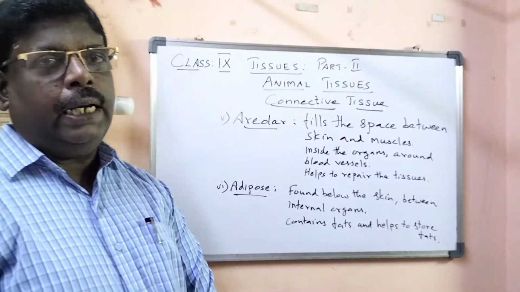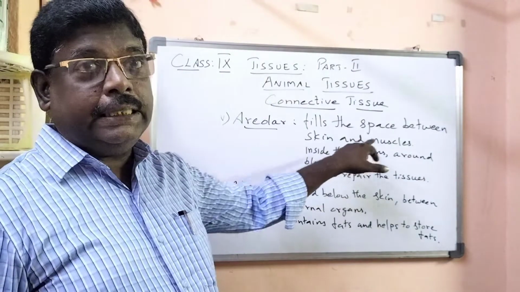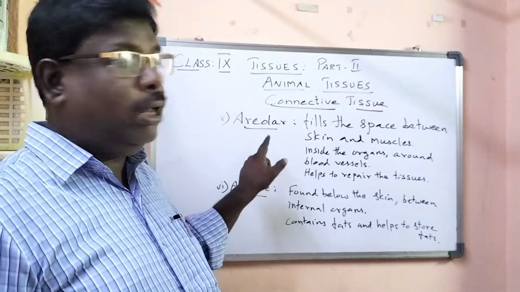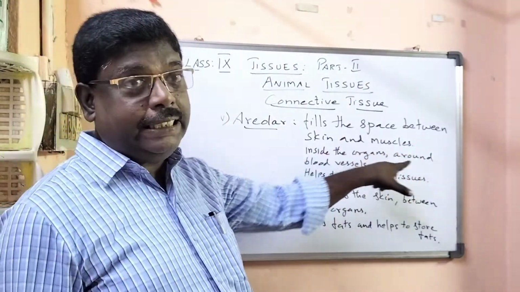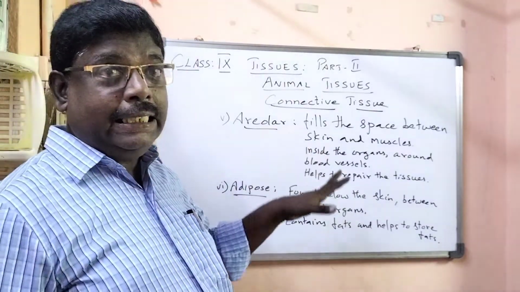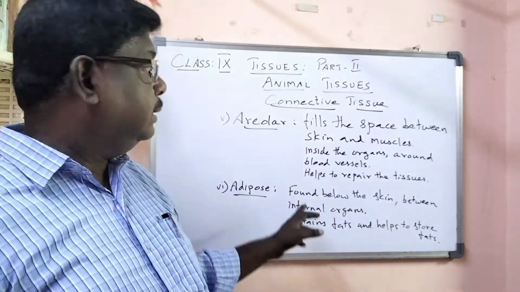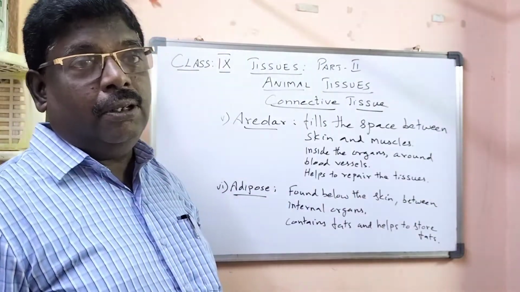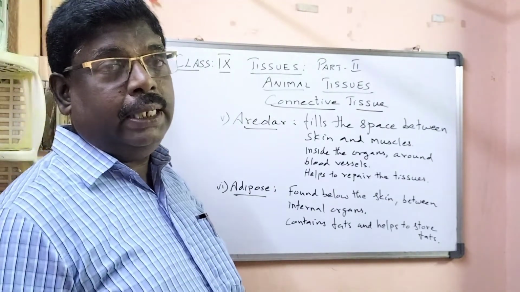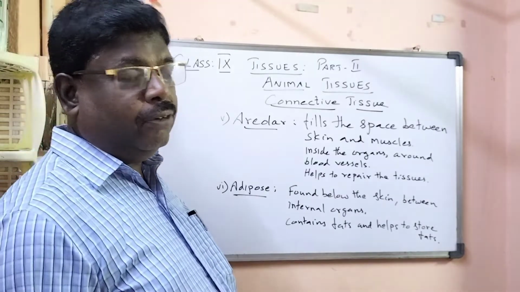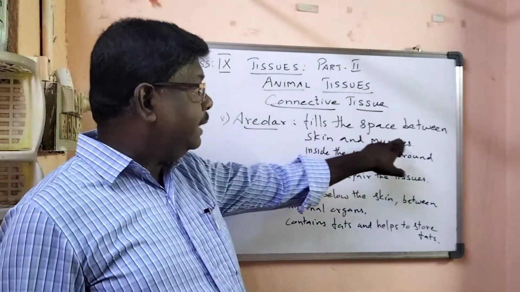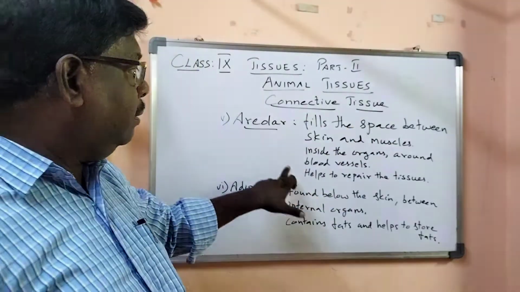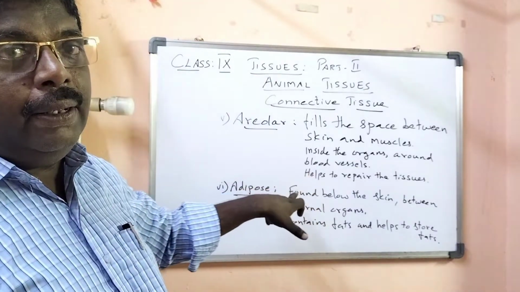Next comes areolar and adipose tissue. Areolar tissue fills the space between skin and muscles. That gap between the skin and muscles is filled by the areolar tissue. It is also found inside the organs and around the blood vessels, and its function is to help repair the tissues. All the worn out, torn out tissues will be reformed again. For repairing work, it is useful.